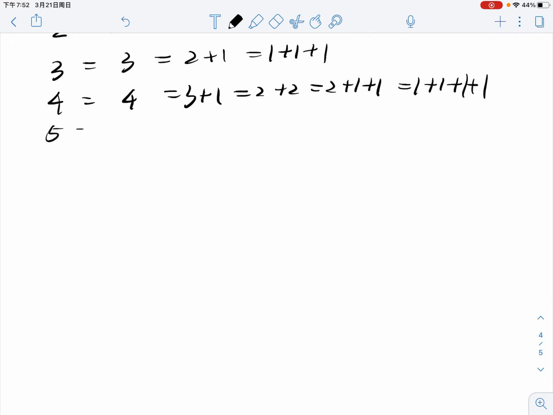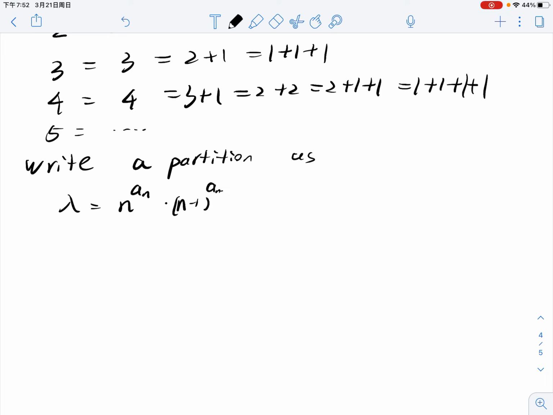Okay, you can also enumerate all the partitions of 5 by yourself. And in some textbooks, they like to write a partition as lambda equals n to the a_n power times (n minus 1) to the a_(n minus 1) power, and so on, 2 to the a_2 power times 1 to the a_1 power.